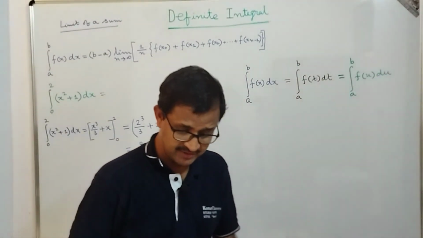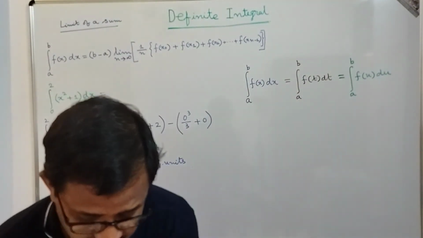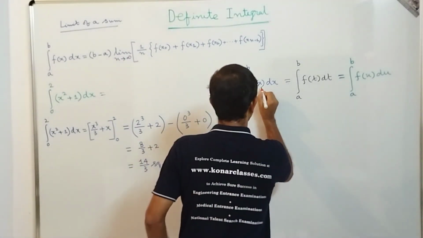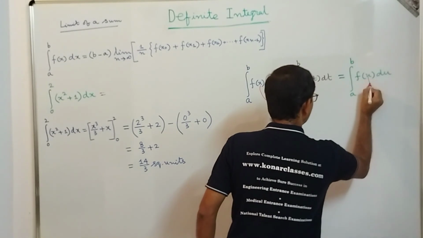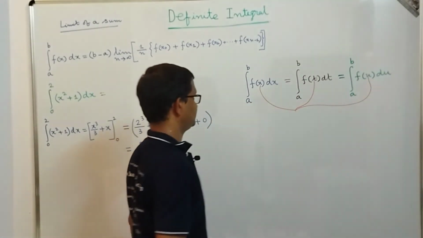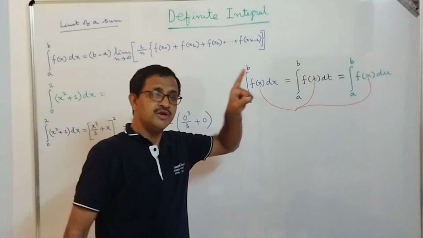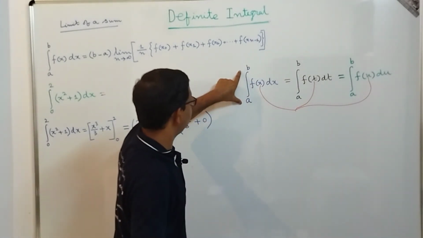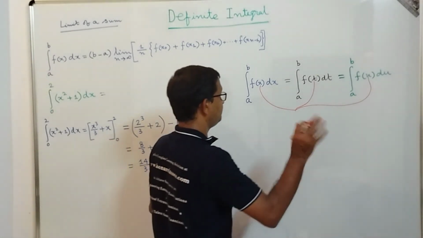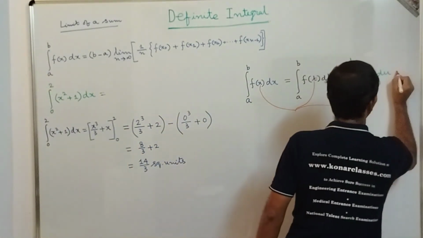What I wanted to mean is that, dear students, if you look at this x, this t and this u, it doesn't depend on that. The value of the definite integration will remain the same. If the value of this integration is, suppose we say it is p, then all will be equal to p.